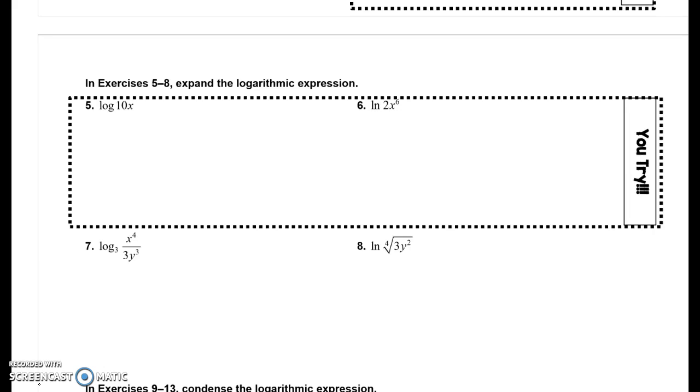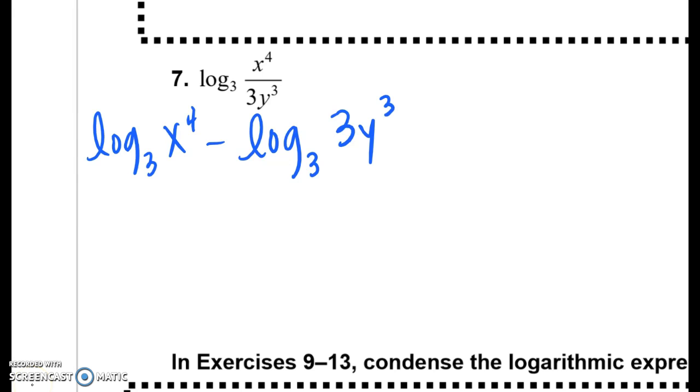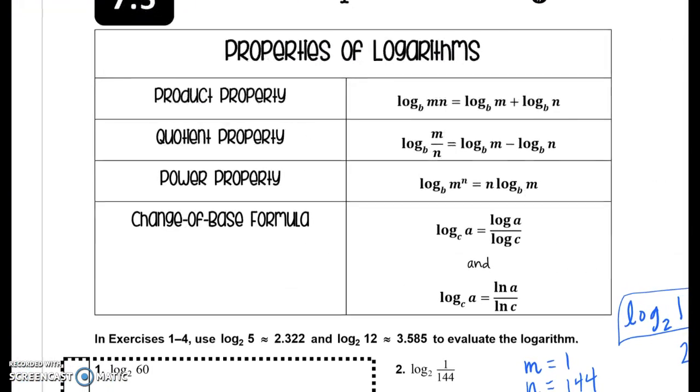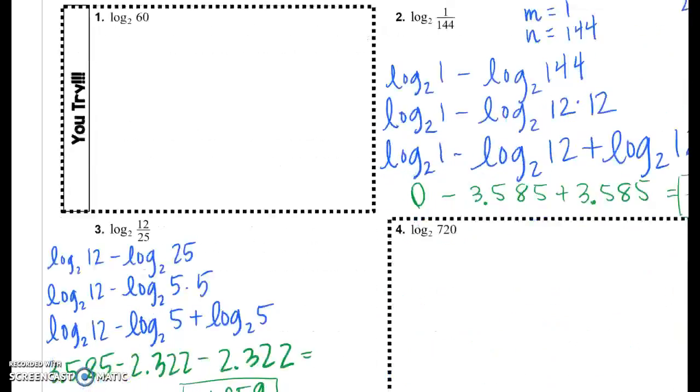It's almost what we did up there, but this time they want us to expand it as much as we can. So let's start with number 7. Make sure you try 5 and 6 on your own. Number 7 looks like the quotient property, so let's rewrite it. If you look at the first part, this should look like the power property, which says to bring the exponent down to the front, and that's it.